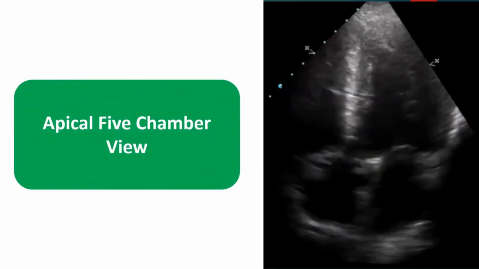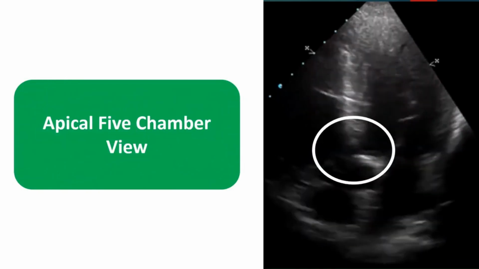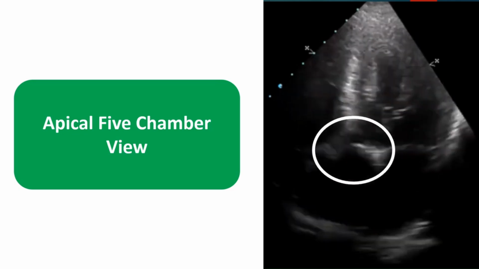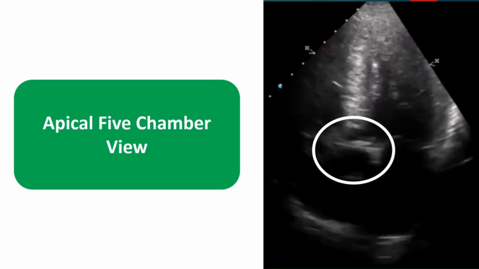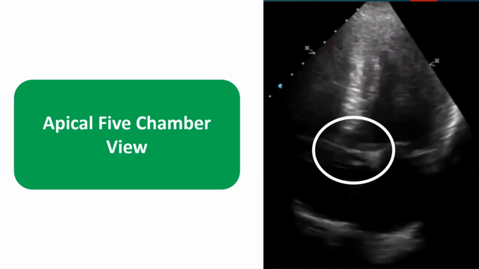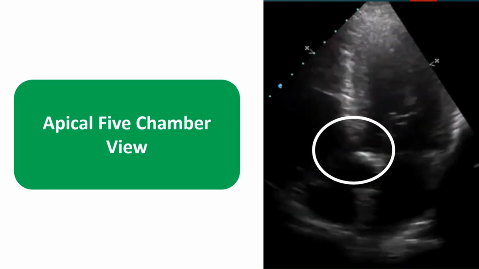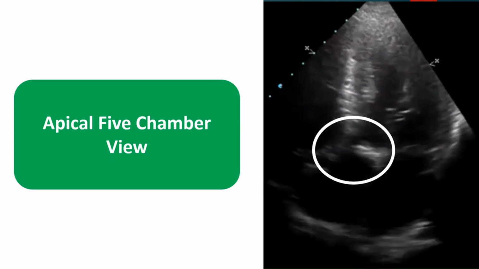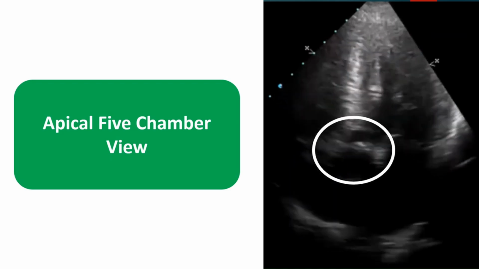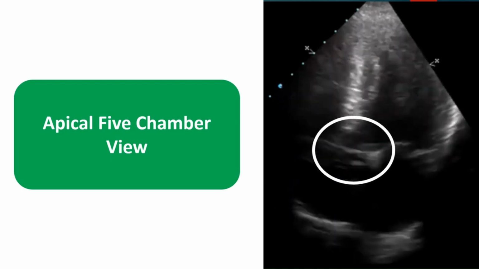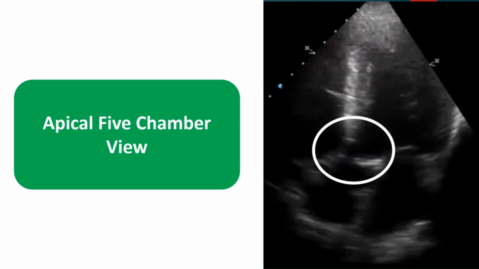Apical 5-chamber view showing the thickened aortic valve. This is the usual view used for estimating transvalvular gradients as the Doppler beam is parallel to the jet in this view. Another view used for estimating the gradient is a suprasternal view, especially when associated mitral regurgitation gets picked up by the Doppler beam, giving a falsely high gradient from the apical 5-chamber view.